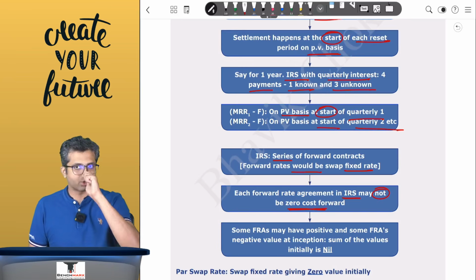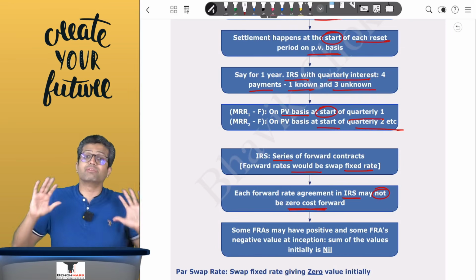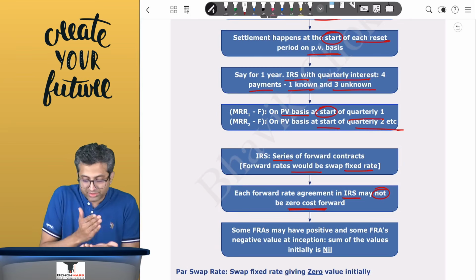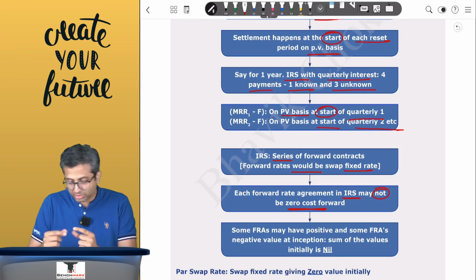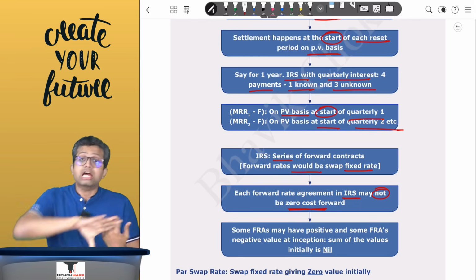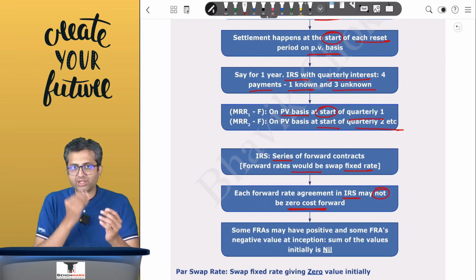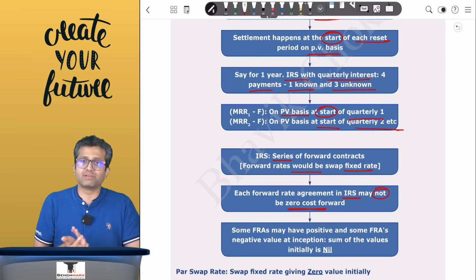So it is like you are saying that there are 4 FRAs, and generally in case of a forward we say initial value is 0 if it is a pure forward, but if it is 4 different forwards, it is possible that in 1 or 2 of them there is a positive value, and in 1 or 2 of them it's a negative value. Net the overall value will be 0. However, when you look at the individual FRAs, the value may or may not be zero.